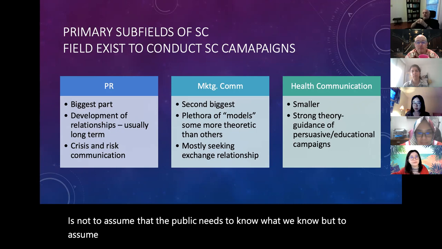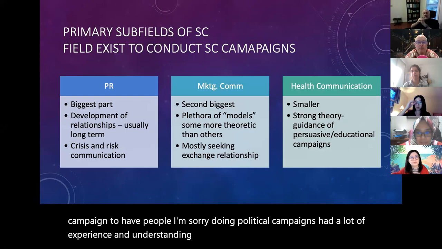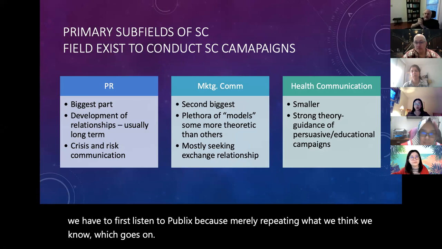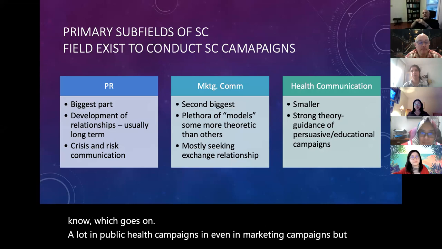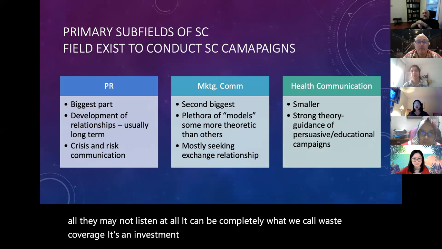And the reason for that, and this is especially true, people doing political campaigns have had a lot of experience in understanding this one point, is that to do a good strategy, we have to first listen to publics. Because merely repeating what we think we know, which goes on a lot in public health campaigns, and even in marketing campaigns, the public may not care at all. They may not listen at all. It can be completely what we call waste coverage. It's an investment of time and money in campaigns that nobody listens to. And it happens all the time. And those are not strategic campaigns.